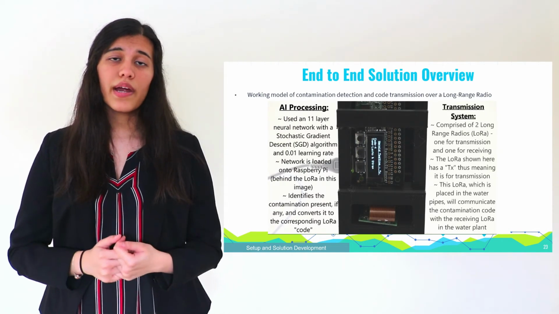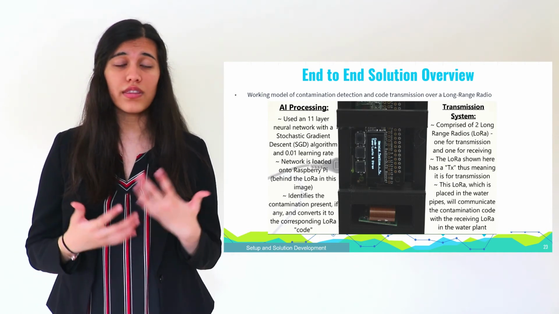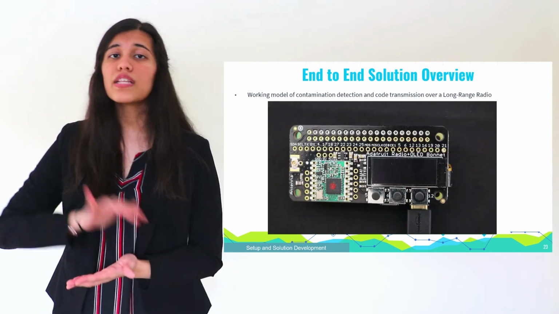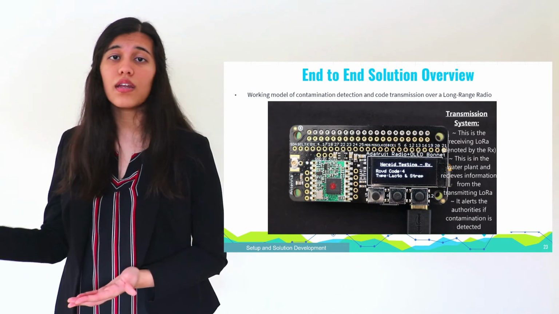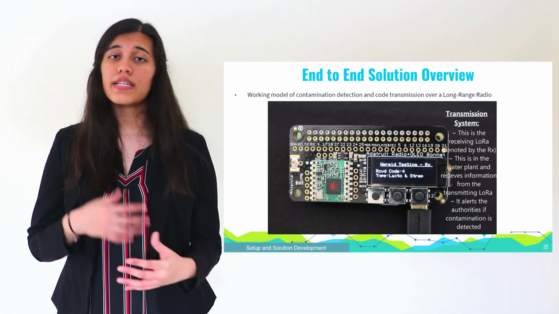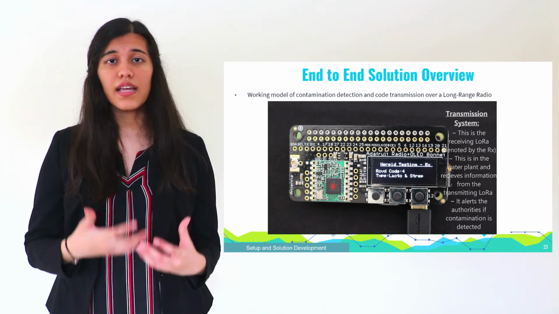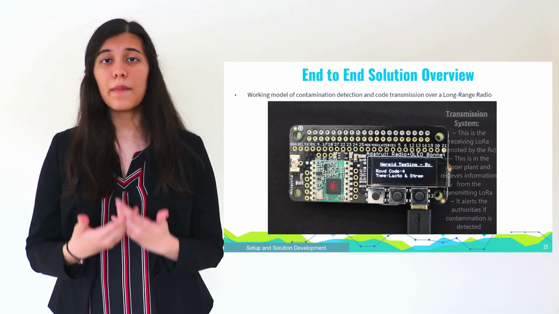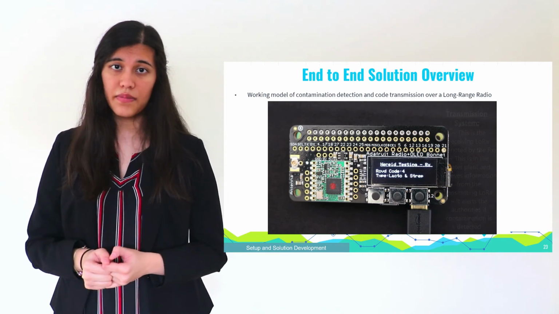This right here is the transmitting LoRa, which is converting that classification that the neural network gives us into the contamination code, and is then transmitting that contamination code to the receiving LoRa, which would be located in the water plant. Here is that LoRa, and that transmitting LoRa is then able to alert local authorities as needed and be able to consistently identify any contamination that may be present so that people are always kept safe and aware of what may be present in their water systems.